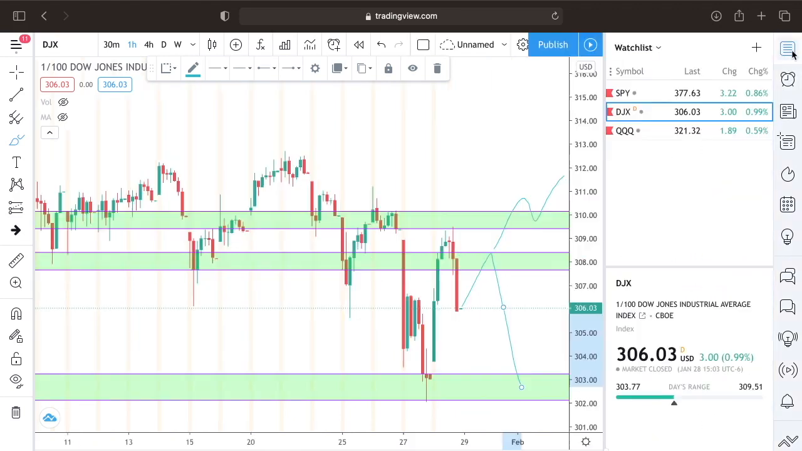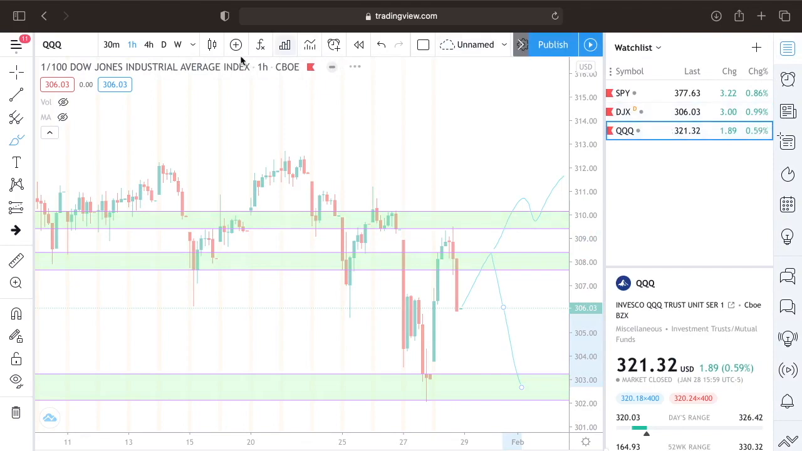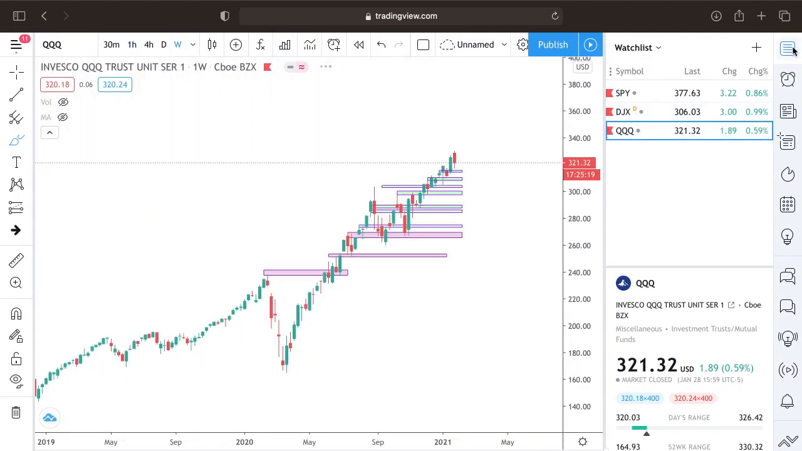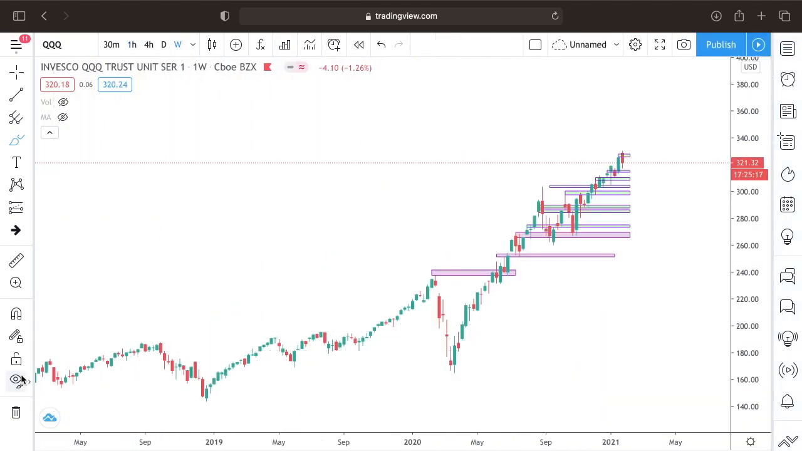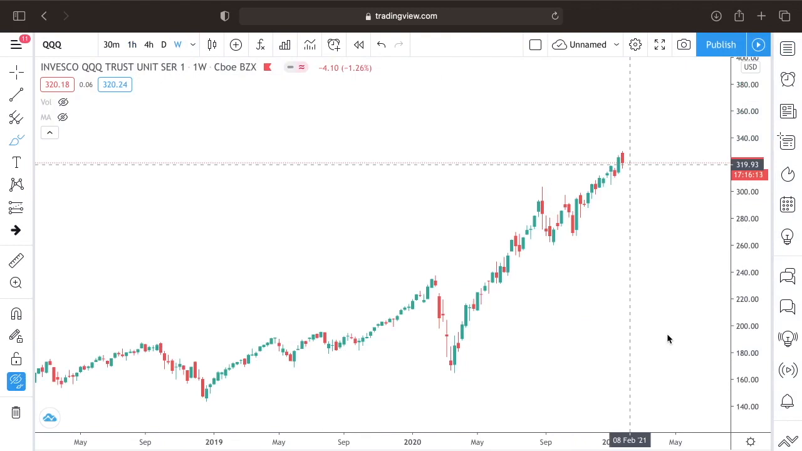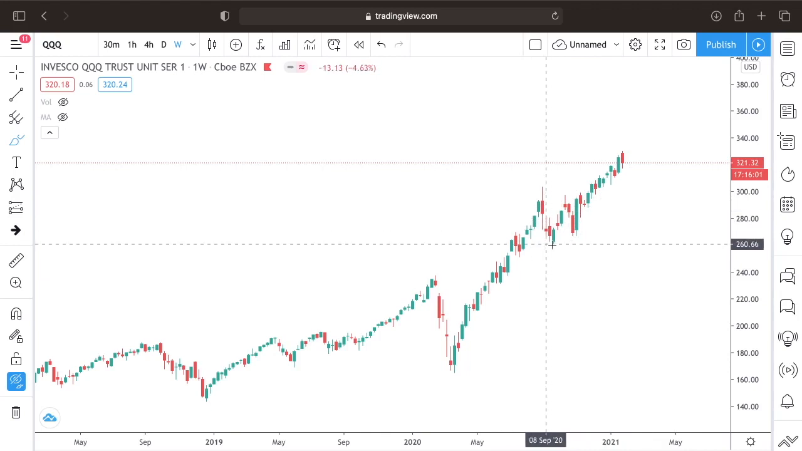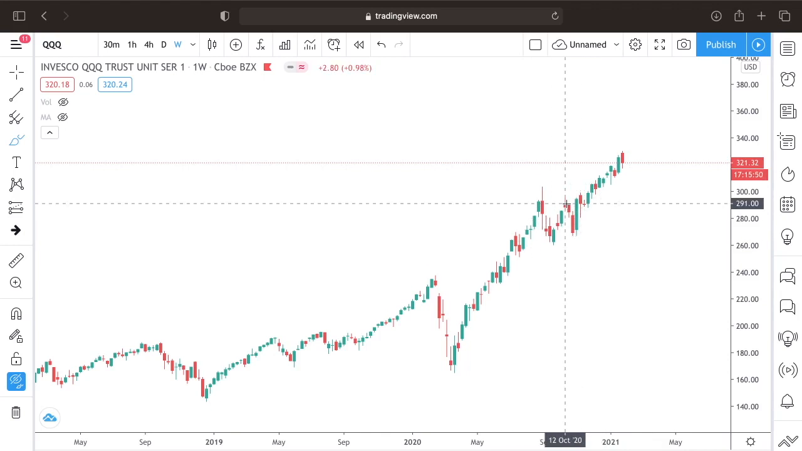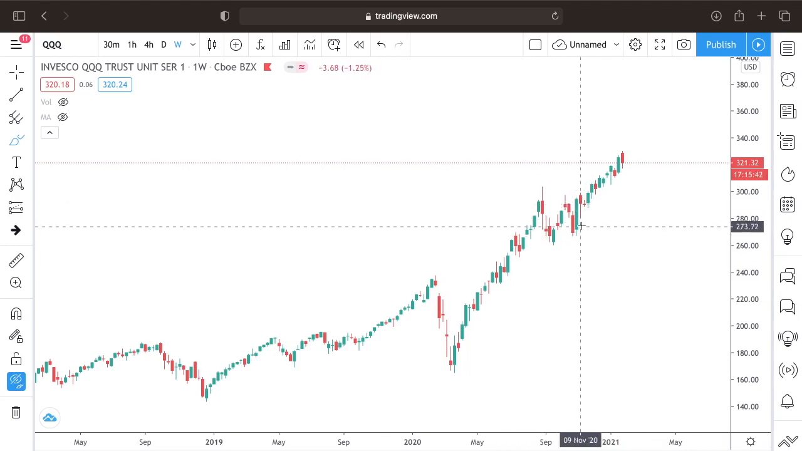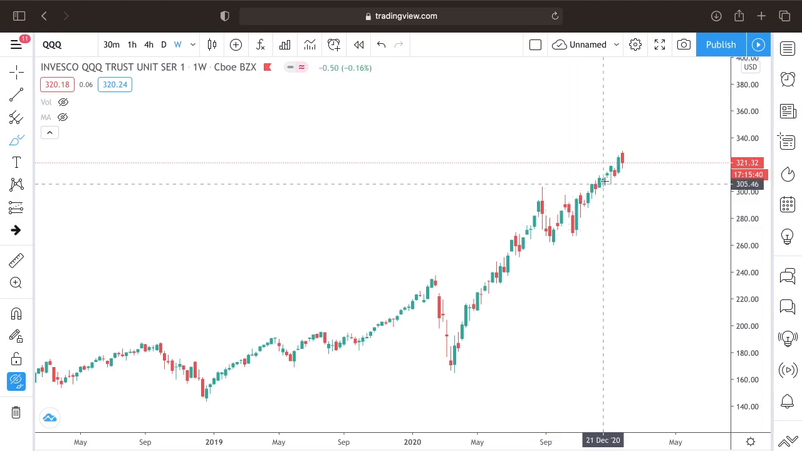Now let's take a look at the Nasdaq. So as always, we'll begin on the weekly time frame, and then we move our way down from there. For the Nasdaq, we are also on an uptrend. Prices have been making higher lows and higher highs. And over at this area over here, prices moved sideways for an extended period of time. And that provided a base or a foundation for prices to continue its upwards movement.